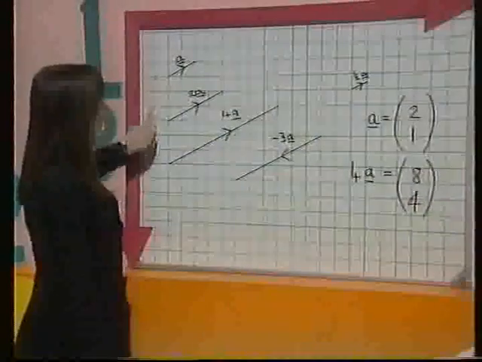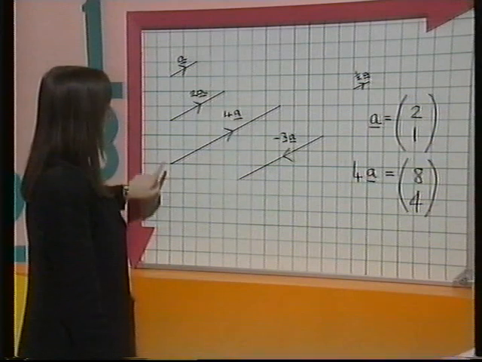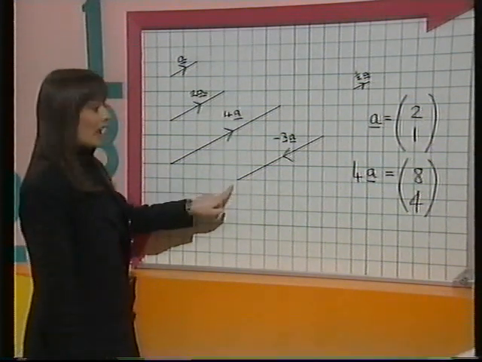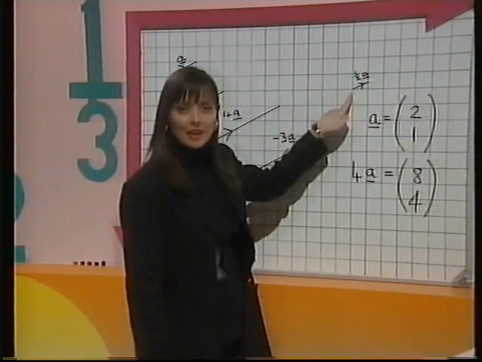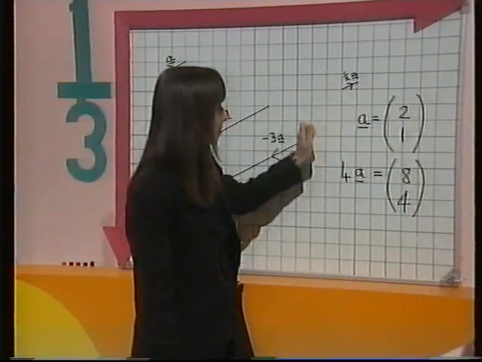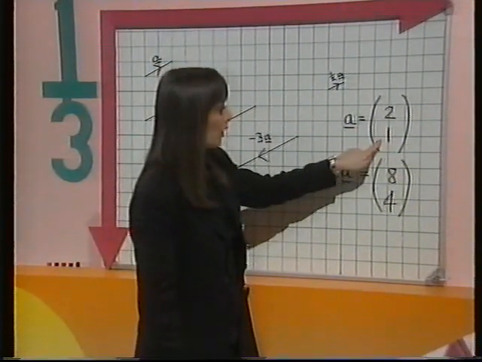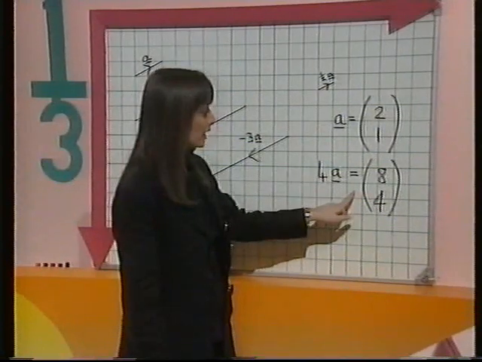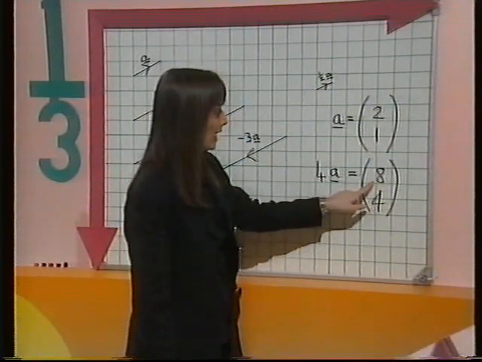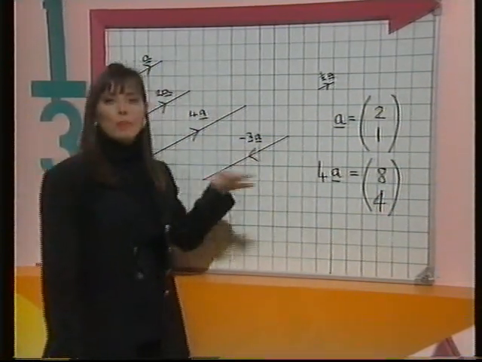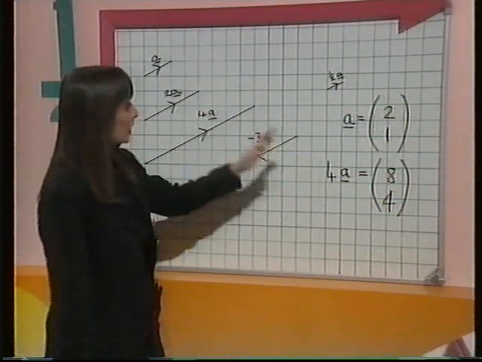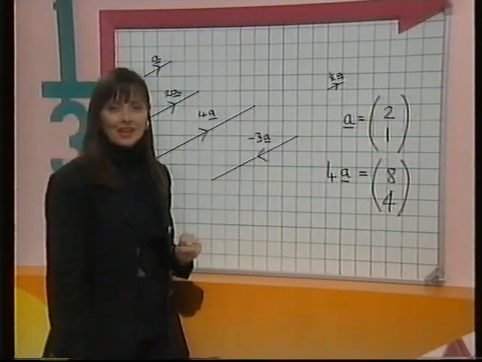A vector can be multiplied by a number. This is a. 2a looks like this. You could also have 4a, minus 3a, which is going in the opposite direction, or even a little half a up here. And this is what the column vectors look like. a equals (2, 1). So 4a equals 4 multiplied by 2, which is 8, and 4 multiplied by 1, which is 4. Now, all these are parallel, and the direction of all of them, apart from minus 3a, is still the same.